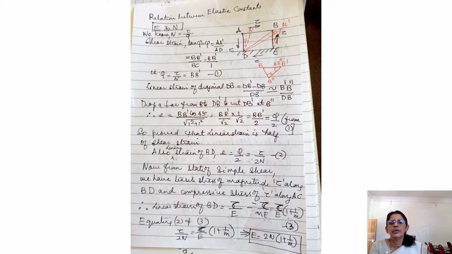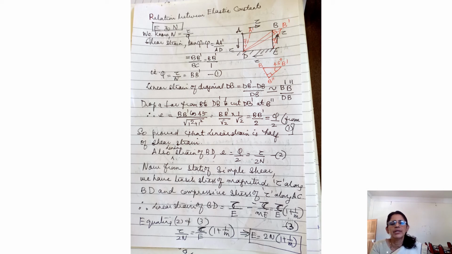I have told you the basic change in length is DB dash minus DB, but you don't have any formula to calculate DB dash minus DB. So what happens here is, you are approximating that this change in length is approximately equal to B dash B double dash. That means if you take an arc from D, from B you just put an arc like this. I am saying that this is the change in length coming for this diagonal, that is B dash B double dash. So I am approximating that, divided by DB. That is what is being written here: drop a perpendicular from B to DB dash to cut DB dash at B double dash.